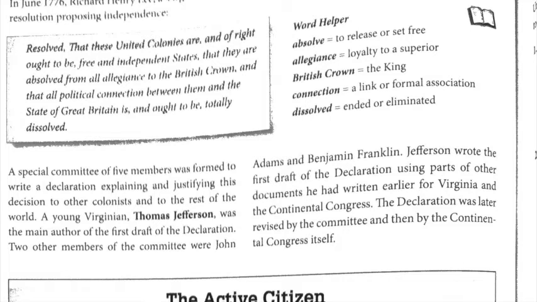Resolved that the United Colonies are, and for the right ought to be, free and independent states, that they are absolved from all allegiance to the British Crown, and that all political connection between them and the state of Great Britain is and ought to be totally dissolved. A special committee of 5 members was formed to write a declaration explaining and justifying this decision to other colonists and to the rest of the world.